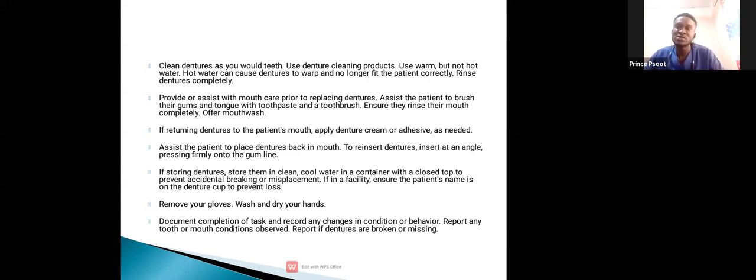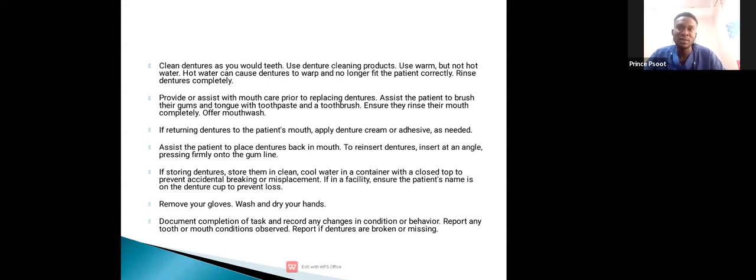Now, when returning the dentures to the patient's mouth, apply denture cream or adhesive as needed. Assist the patient to place the dentures back in the mouth. Reinsert the dentures at an angle, pressing firmly onto the gum line.